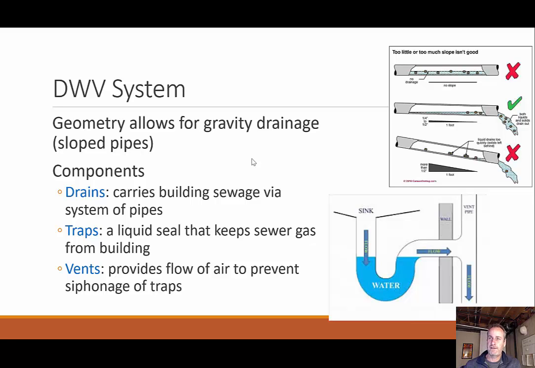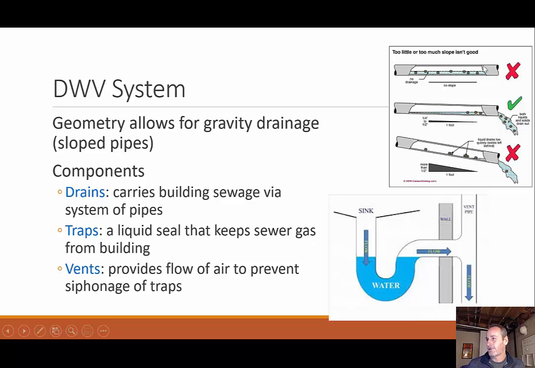This is our drain, waste, vent system. First thing to note is you need to have the right slope for all of your piping to get the water out of your system, right? Because this whole thing is called a gravity system. There's no pressure pushing the water out of the building. Instead, it is just the gravity feed. So it's just the slope and gravity pulling.